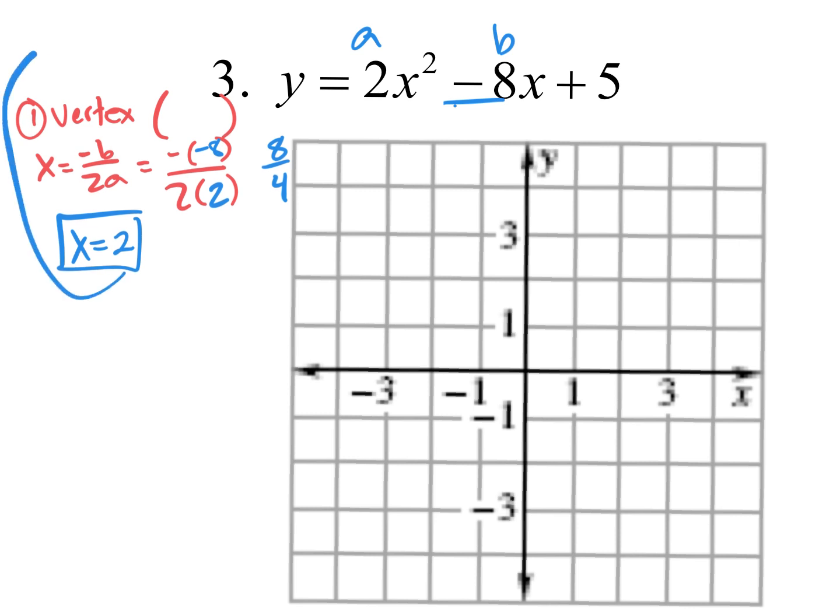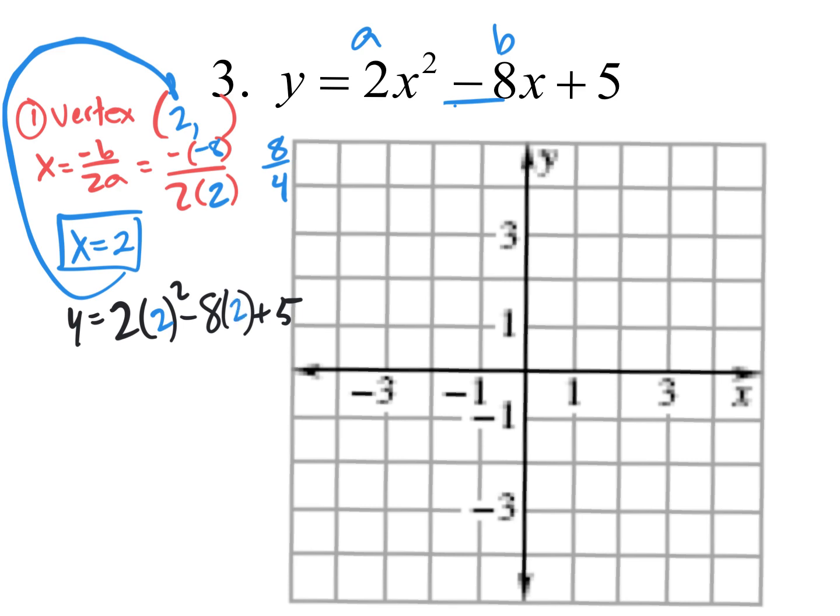So I know my vertex has the x value of 2. I still need to find the y value. How do I do that? I plug it into the original quadratic trinomial equation. So I'm going to rewrite it. It says y equals 2x squared minus 8x plus 5. All I did was rewrite it, but instead of x's, I put parentheses. Why parentheses? Because I know what x is. X is 2. I'm going to put the 2 right in those parentheses. So I have a 2 right there and a 2 right here.